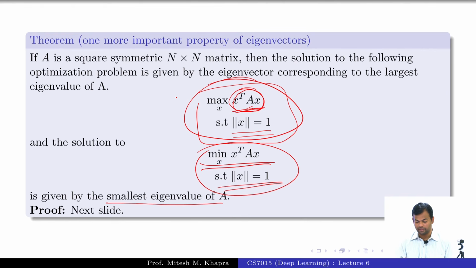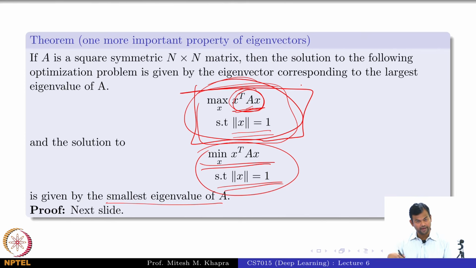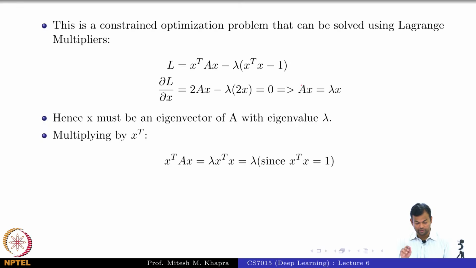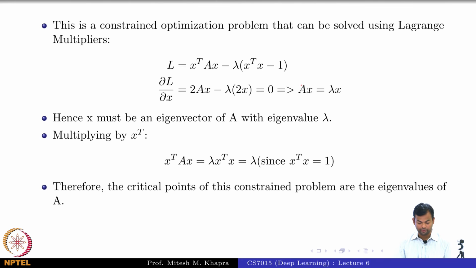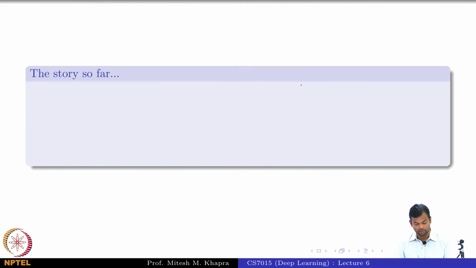So let me just repeat so that there's no confusion. Let's focus on this problem. The solution to this problem, that is the x which will maximize this, is the dominant eigenvector of the matrix A, right? Is that clear? Fine, okay. And if you want to minimize it, it's going to be the smallest eigenvector. That means the inverse of the dominant, okay. So there's a proof for that. I'll not go over the proof. You can take a look at it at your own leisure.